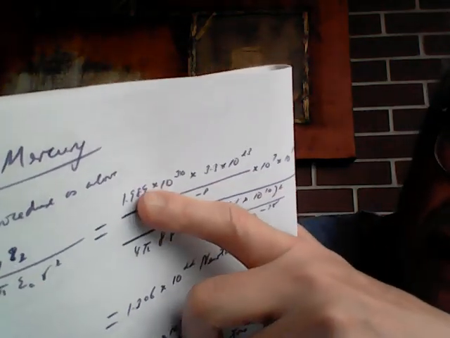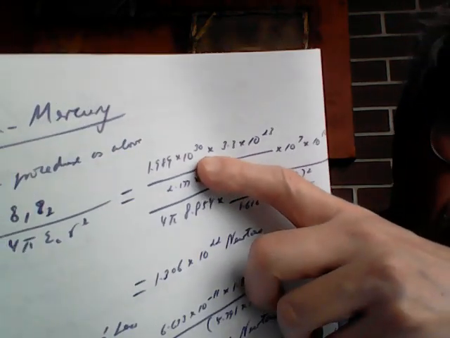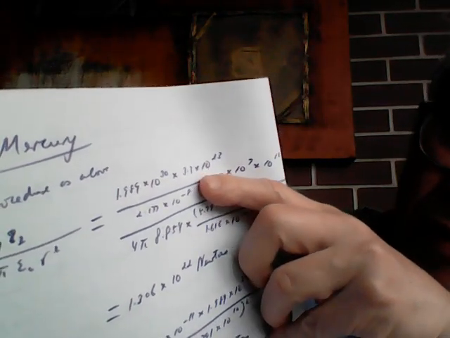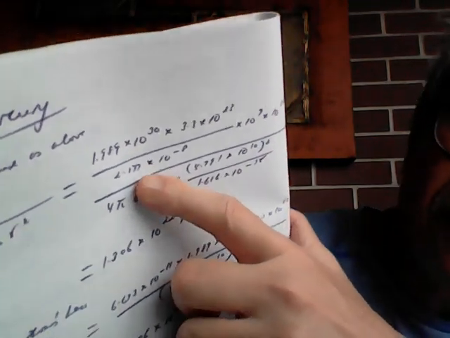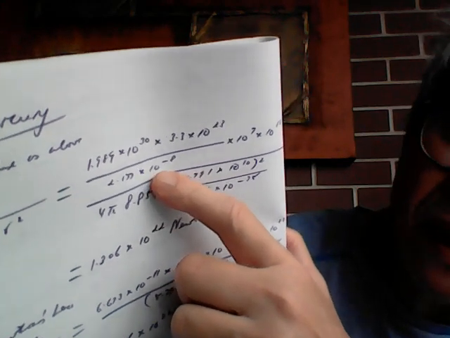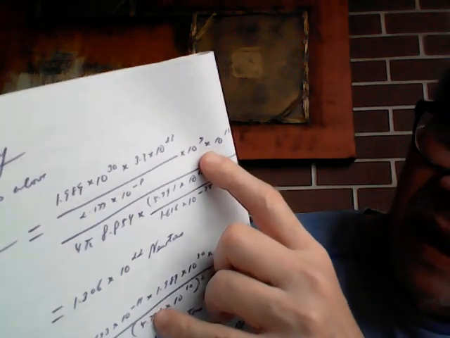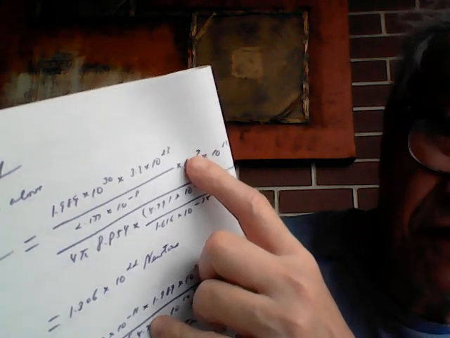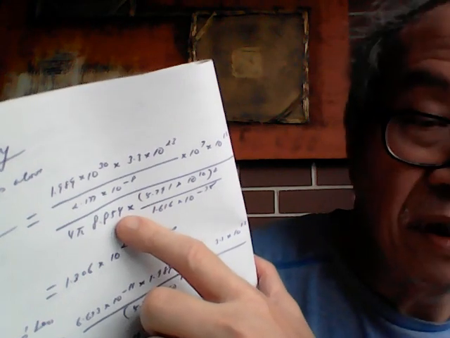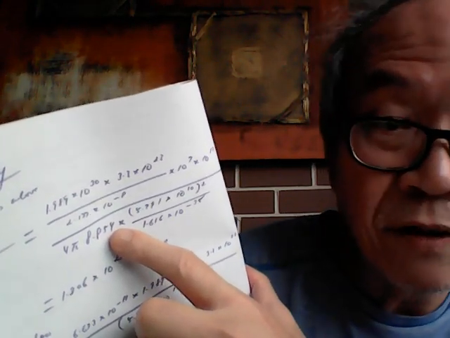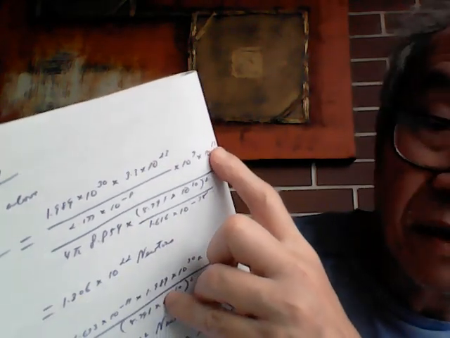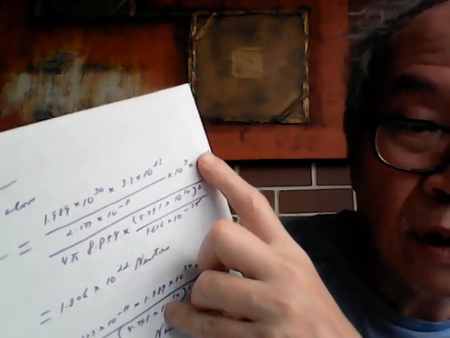3.3. 1.989 times 10 to the power 30 is the sun's mass. 3.3 times 10 to the power 23 is the Mercury mass, and this is 2.177 times 10 to the power minus 8 the Planck mass, and 10 to the power 7 from equation 1, 10 to the power 12 is from the 8.85 in the denominator. 8.854 times 10 to the power minus 12 becomes 10 to the power 12 in the numerator.